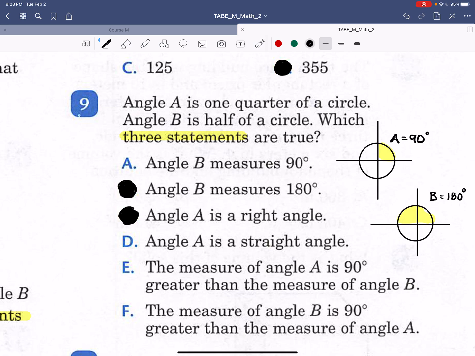The measure of angle A is 90 degrees greater than the measure of angle B. No, it's the other way around. The measure of angle B is 90 degrees greater than the measure of angle A. So for number 9, I want to go with B, C, and F.